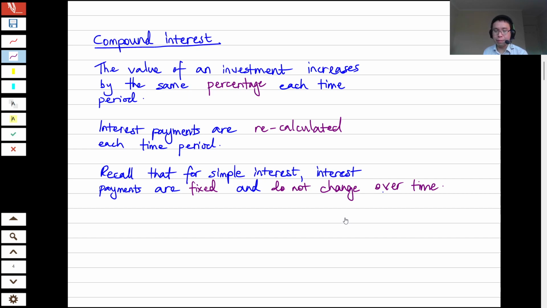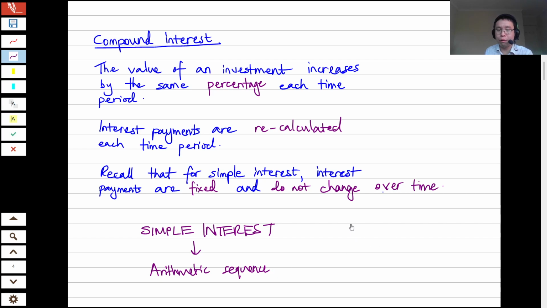one thing I want you to remember as we begin our study of compound interest is if you're dealing with simple interest, you should use an arithmetic sequence. If you're dealing with compound interest, you should use a geometric sequence.